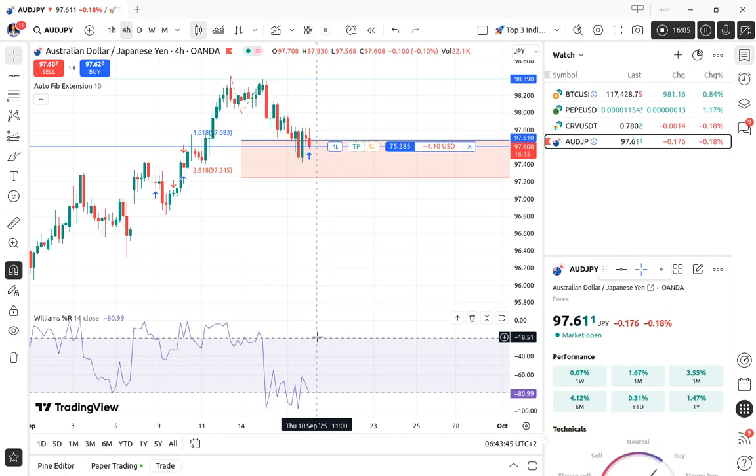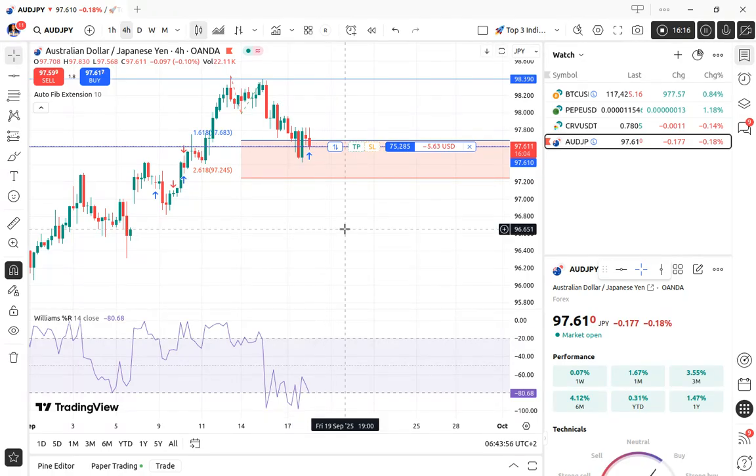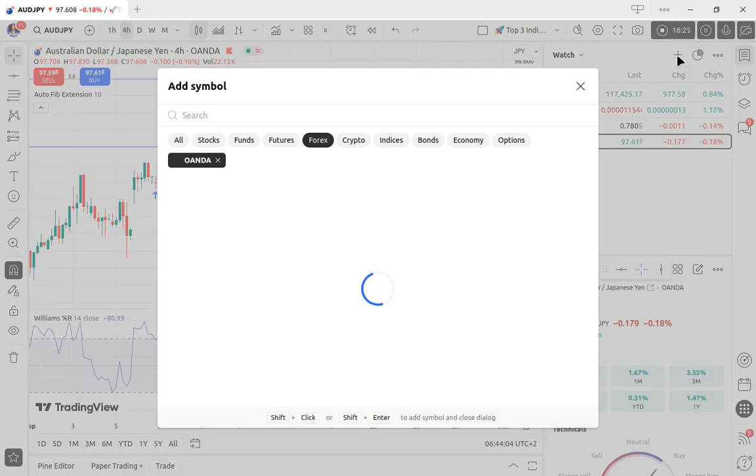We're going to exit on the 4 hour chart. That's where we're going to exit.